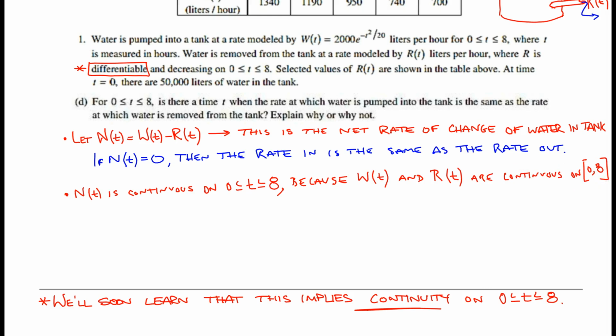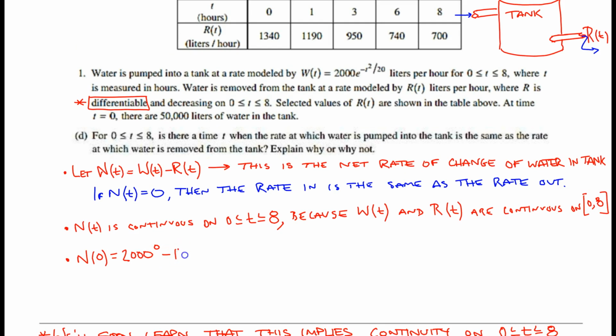Okay, so let's move on. Let's check our endpoints. Let's evaluate the function at the left endpoint of 0. Well, it's going to be w of 0, which is 2,000 e to the negative t squared over 2, that's 2,000 to the 0, minus r of 0, which is given to us in the table as 1,340 liters per hour. So let's make a note of that. N of 0 is greater than 0.